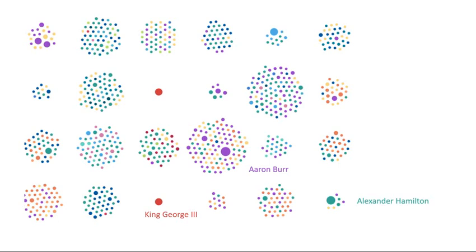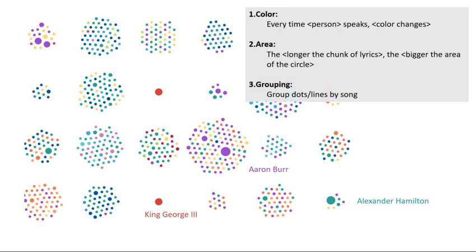I put a link to this graphic on the Canvas page. So anyway, every single time a speaker changes, change the color. When the length of the lyric increases, make the area bigger. That's how to think about this.